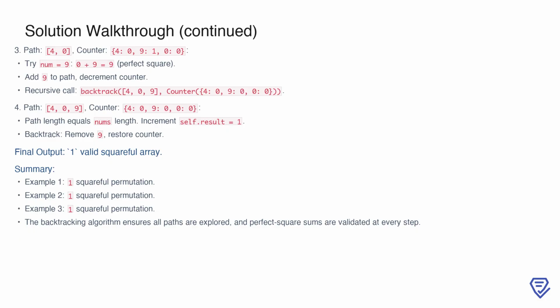To summarize, each of the three examples resulted in exactly one valid squareful permutation, demonstrating that the backtracking algorithm effectively explores all paths while ensuring that every pair of adjacent numbers forms a perfect square.